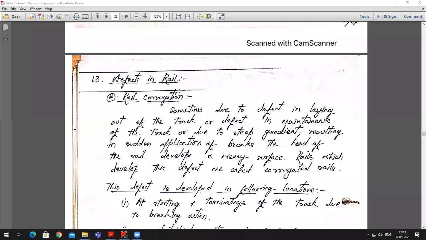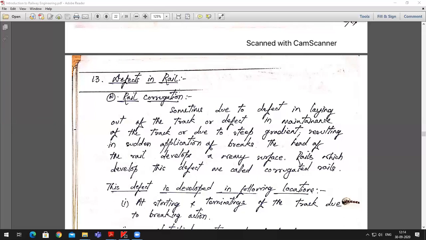The first of the defects in rails that we discussed was rail corrugation. As already explained, these are minute undulations that you see along the top surface of the head of the rail because of steep gradients. There are many reasons because of which this defect can take place, but normally steep gradients are the main cause.